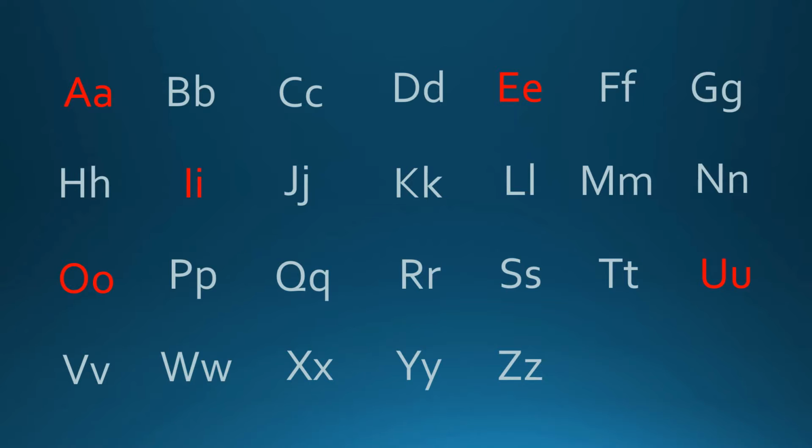And in this, A, E, I, O and U are called vowels and remaining all are consonants. So, letter A, E, I, O and U are vowels. Today, we will see the rest all the letters, the consonant letters, and the sounds of that.